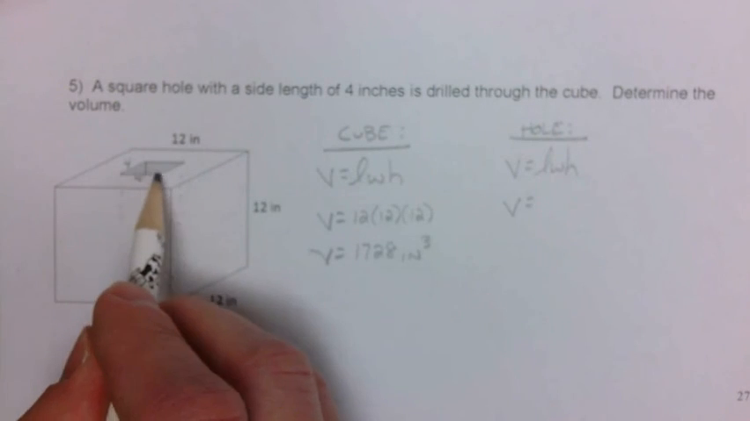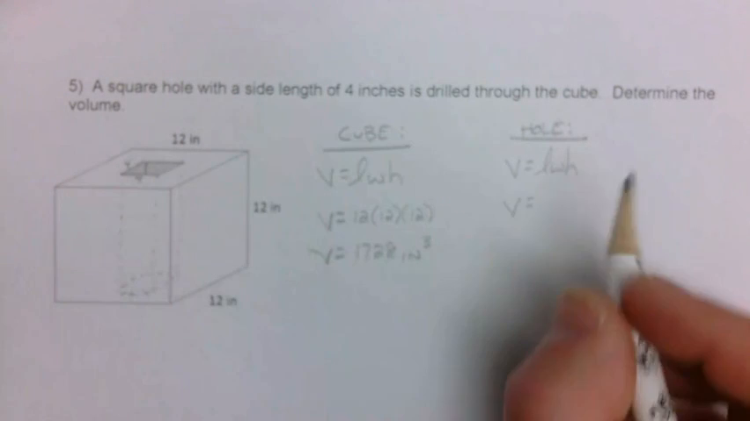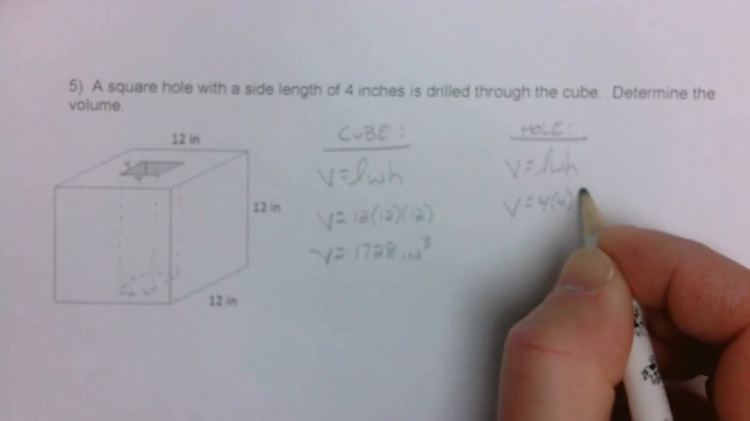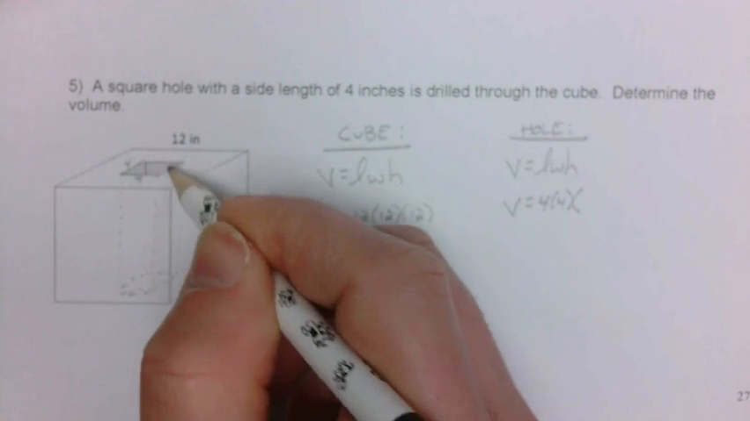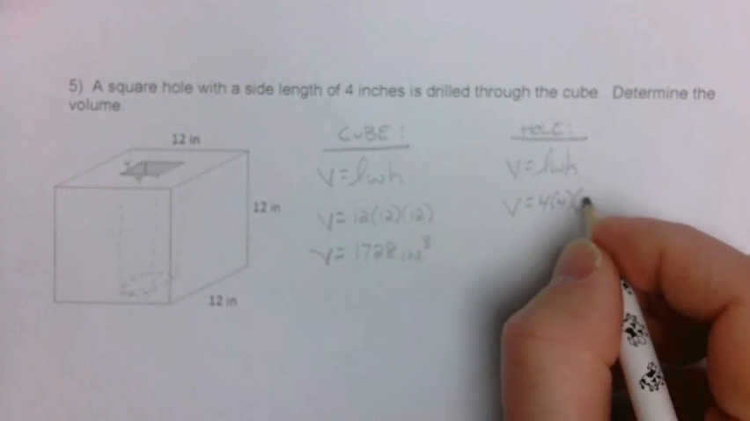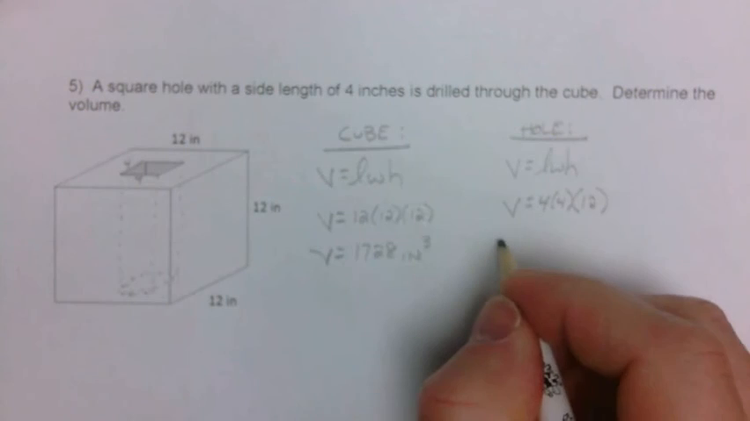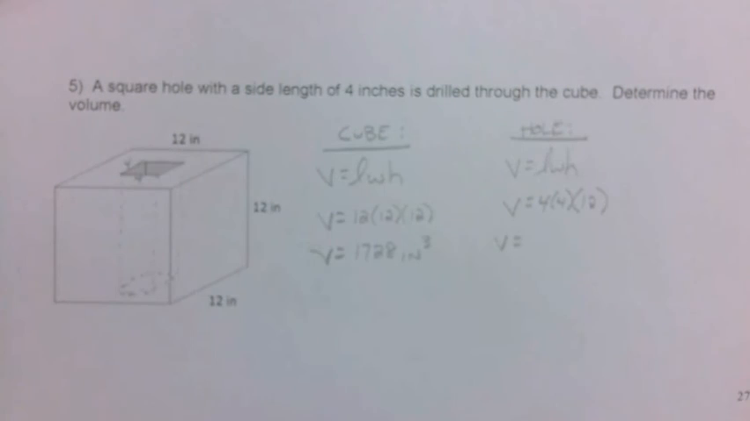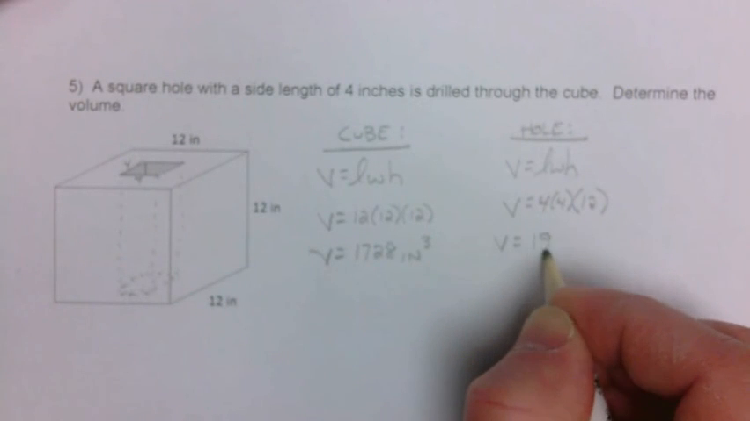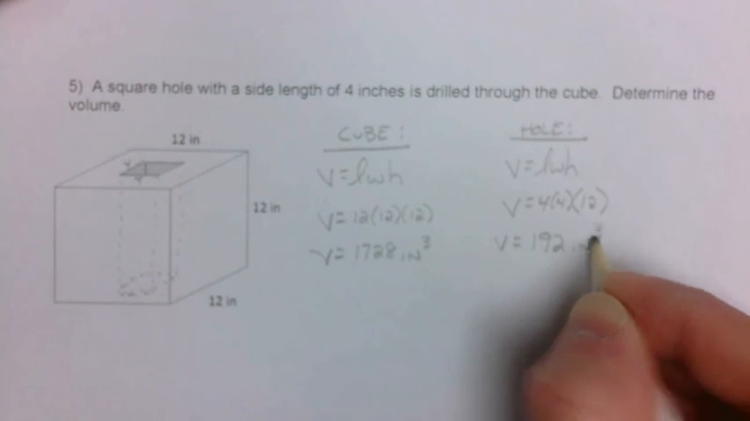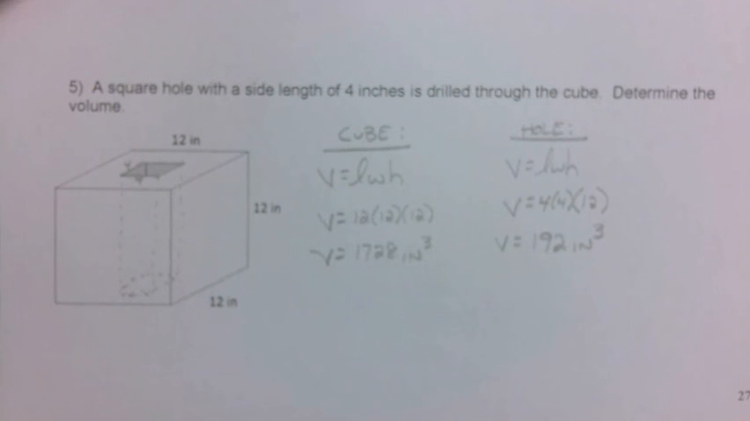For the length and the width, they told me that it's 4 inches by 4 inches. This was a square hole, 4 by 4. And for the height, it goes all the way through the cube, so that has to be the same height as the cube, which was 12 inches. And so we're going to multiply 4 by 4 by 12 in order to find the volume of the hole that was cut out. And that gives us 192 cubic inches.